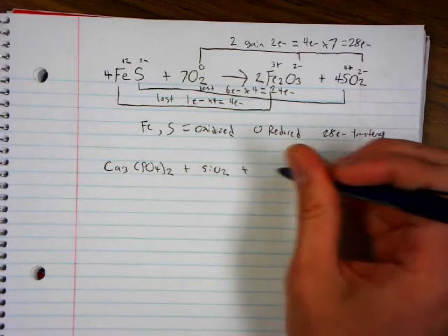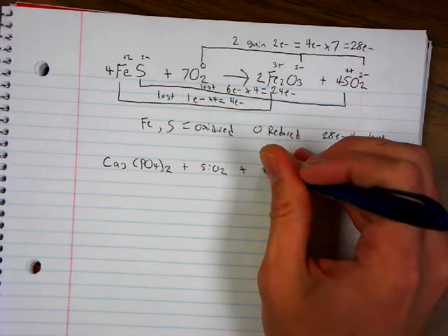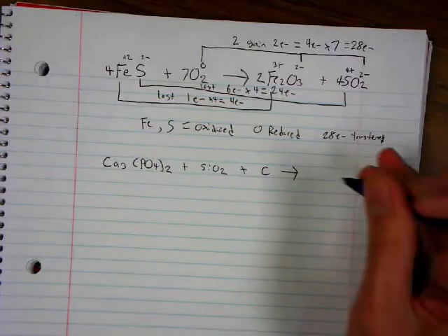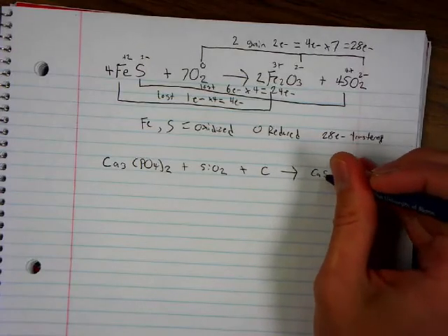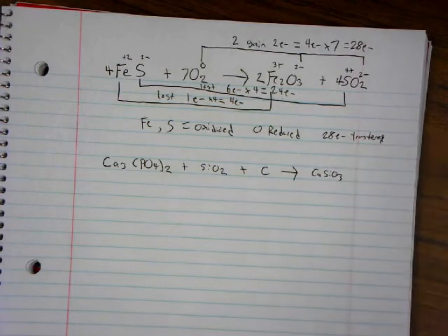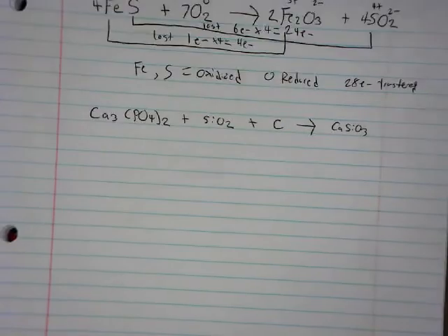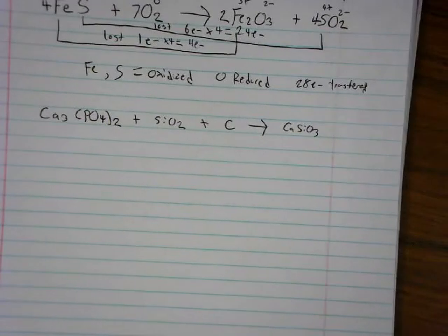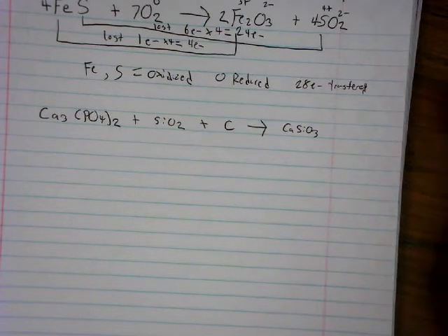Ca3 (PO4)2 plus SiO2 plus C yields CaSiO3 plus CO plus P4.